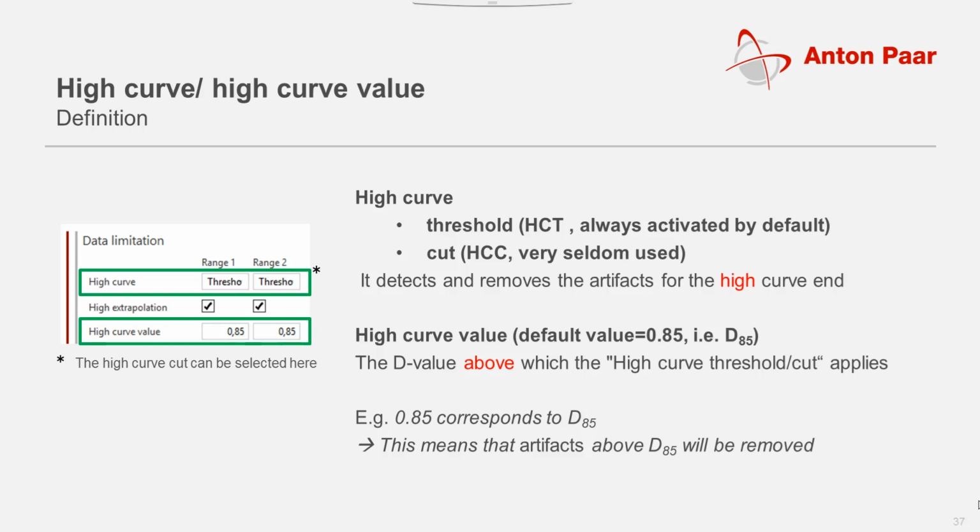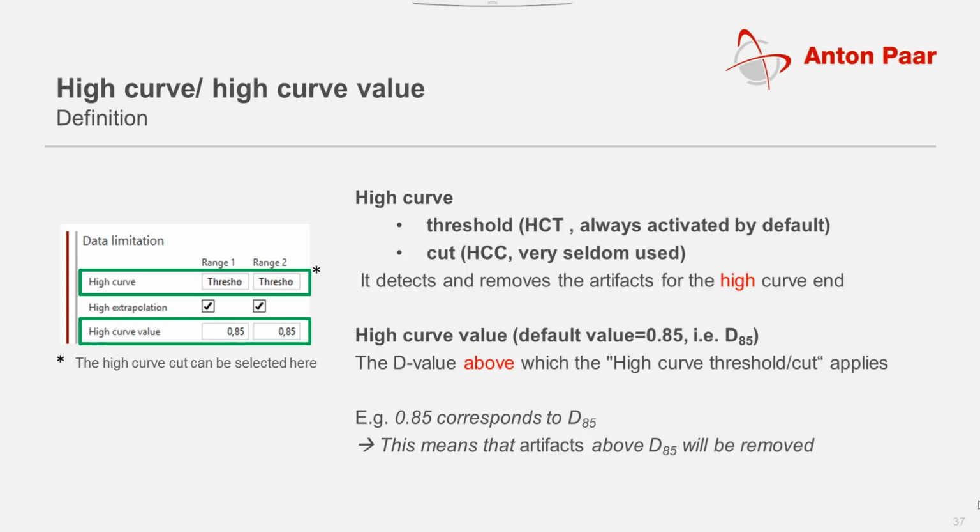Two other useful range-specific parameters are the I-curve and I-curve value. You find them in the section of data limitation. There are 2 options for the I-curve: the I-curve threshold, which is always activated by default, and the I-curve cut, which is very seldom used.